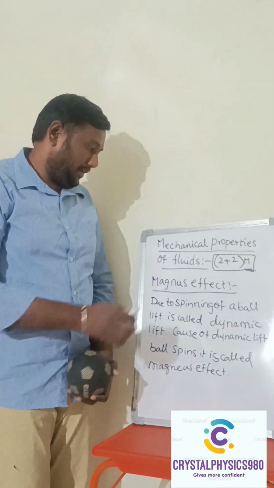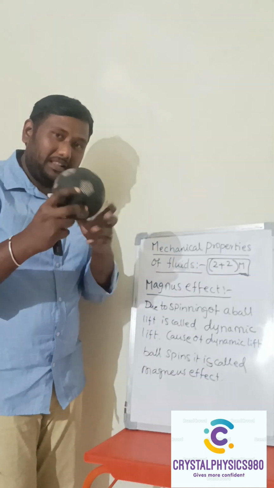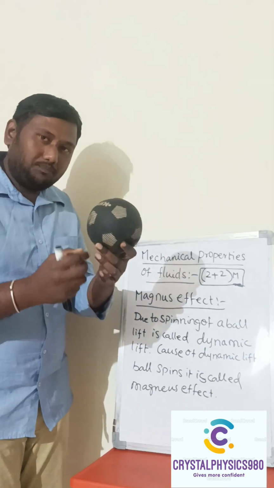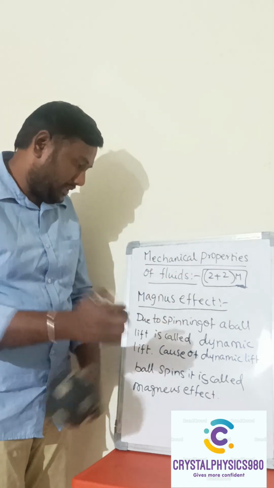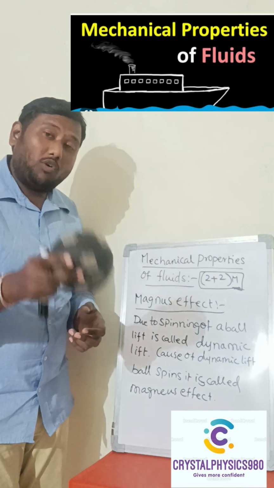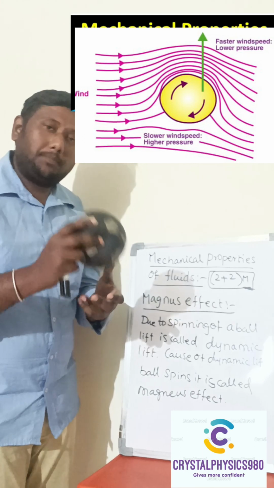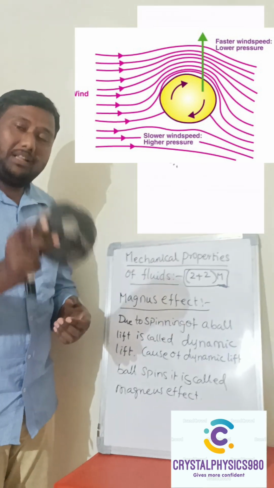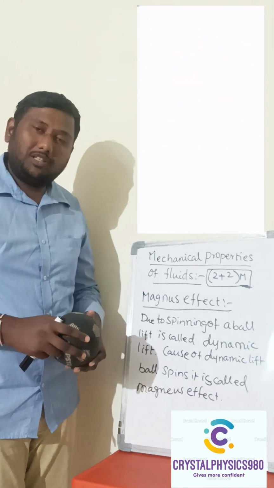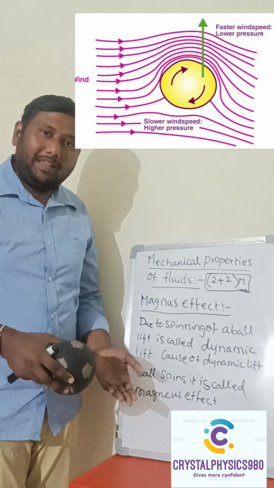An important topic is the Magnus Effect. Suppose a ball is spinning in the air, so what will happen? Whenever it is spinning in the air, it gets lifted. That lift is called dynamic lift. The cause of dynamic lift is that the ball is spinning. That is known as the Magnus Effect. This effect works by Bernoulli's principle. This Bernoulli's principle helps us to fly aeroplanes.